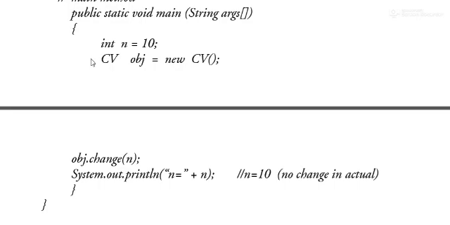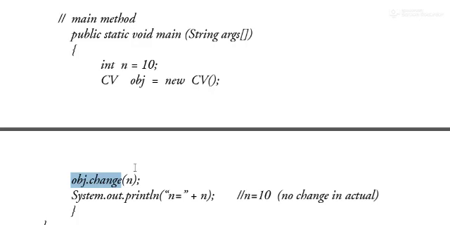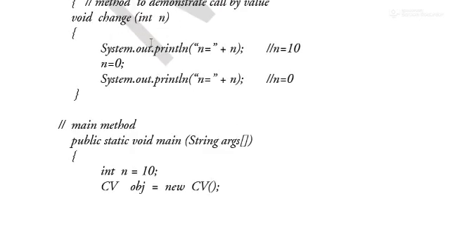After that we create an object, cv obj equals new cv, and using this object we have called the method change and pass the value n. So n is passed to this method. In this way it will display n equals 10 as implemented in this comment.